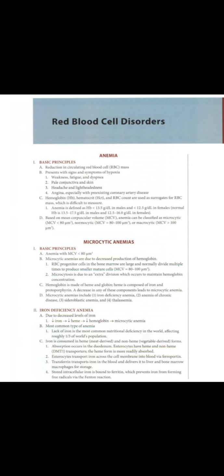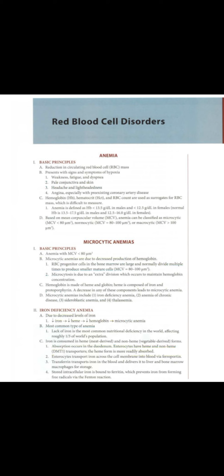Based on mean corpuscular volume, MCV, anemia can be classified as microcytic, MCV less than 80 micrometer cubed, normocytic, MCV equal to 80 to 100 micrometer cubed, or macrocytic, MCV greater than 100 micrometer cubed. Firstly, we discuss microcytic anemias.